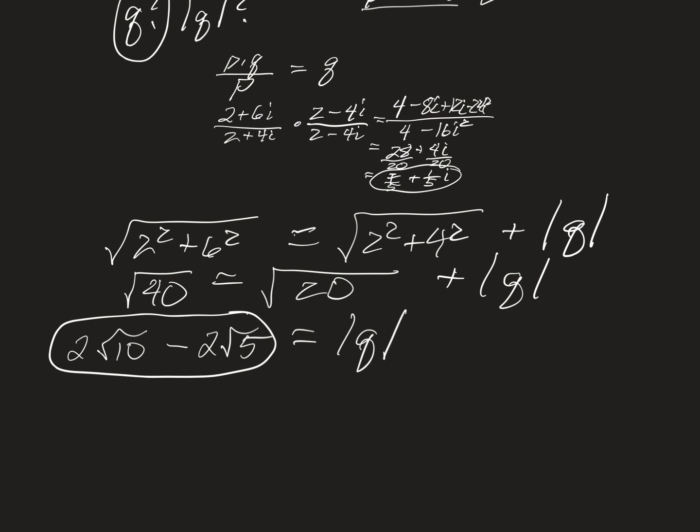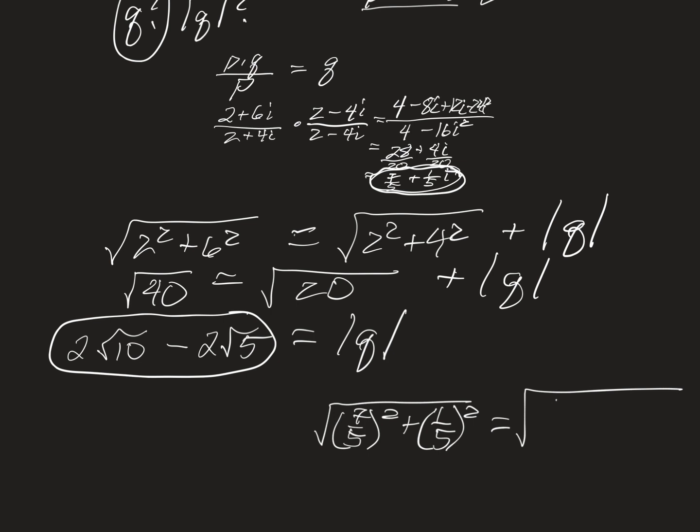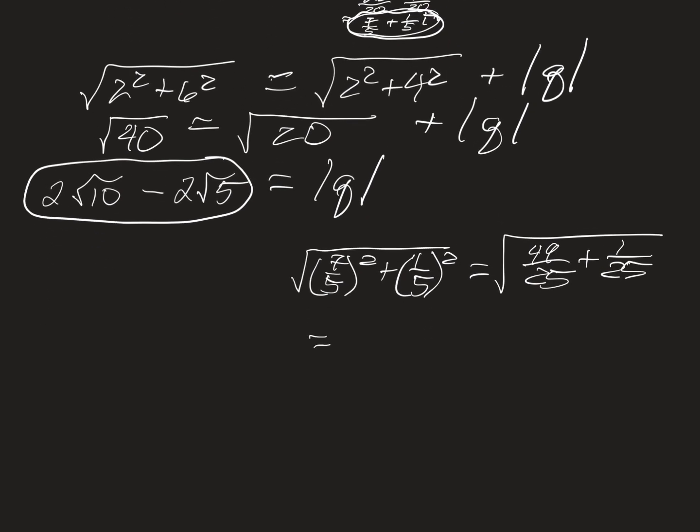Now, a question I have is, the Q that I found up above, will it give me this modulus? So let me check that out. So I would take the square root of 7/5 squared plus 1/5 squared. That's the modulus. And I would then work that out. This would be 49 over 25 plus 1 over 25, which would then be equal to the square root of 50 over 25, which is equal to the square root of 2.